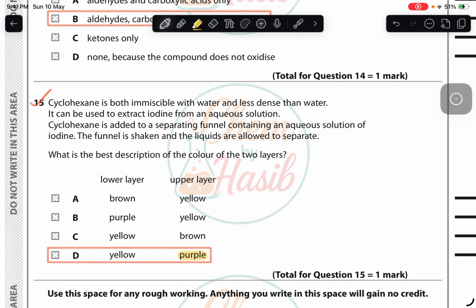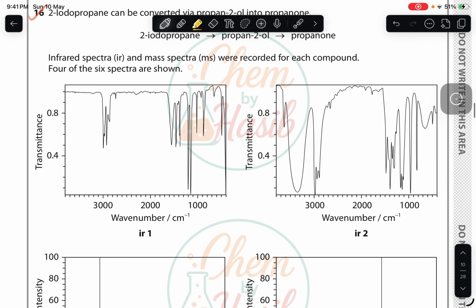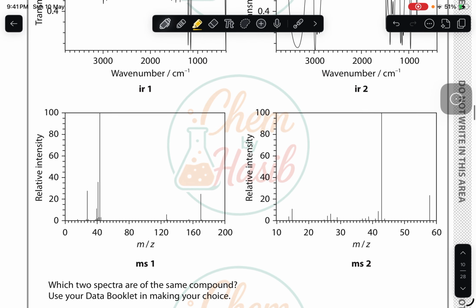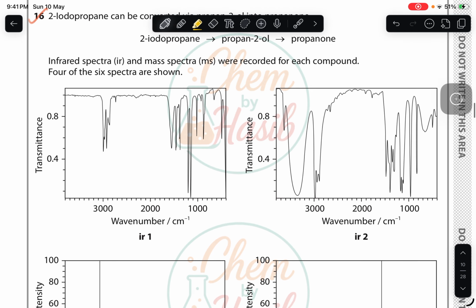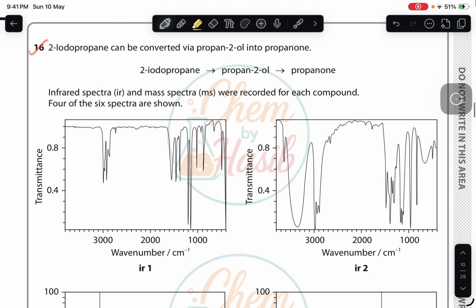Then we move to question number 16. It says which two spectra are of the same compound. Let us check. It says 2-iodopropane can be converted via propanol to propanone. Okay, 2-iodopropane turned into propanol, and then turned into propanone. Infrared spectra and mass spectra were recorded for each compound, for the spectra shown.